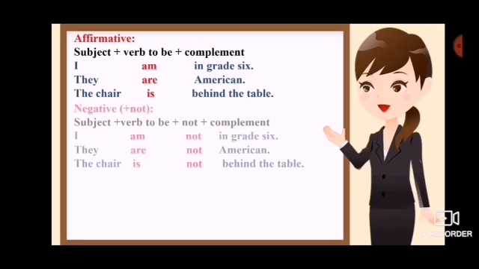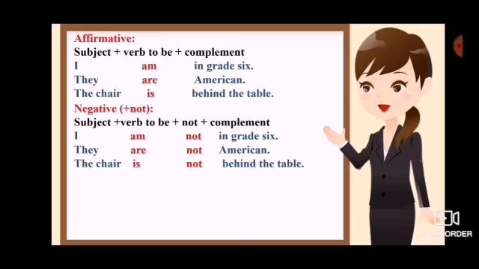Now let's move to the negative form. The negative form is the same as the affirmative, but the only thing that we have to do is to add not after the verb to be. So the form of the negative sentence is subject plus verb to be plus not plus complement. It means the rest of the sentence. As we see in the example, I am, we added not after am, after the verb to be. I am not in grade 6.